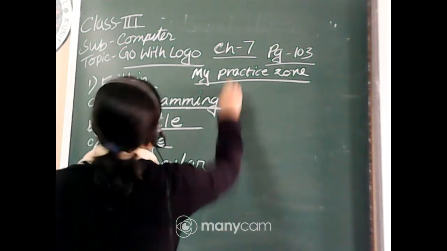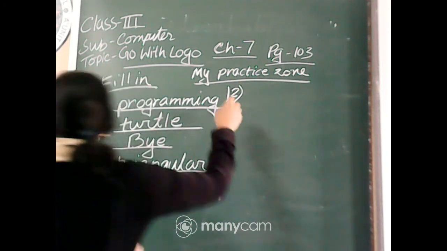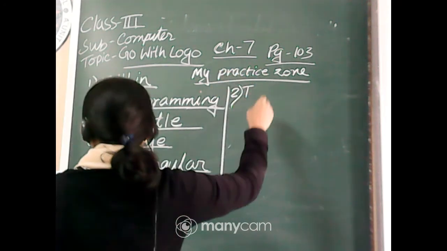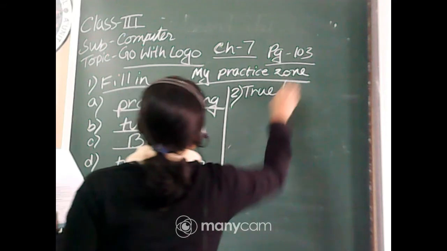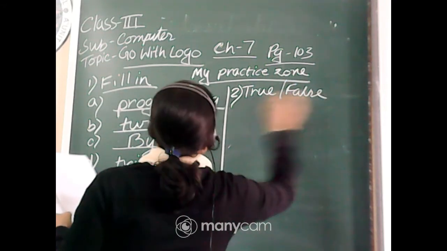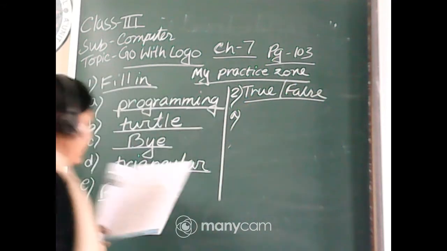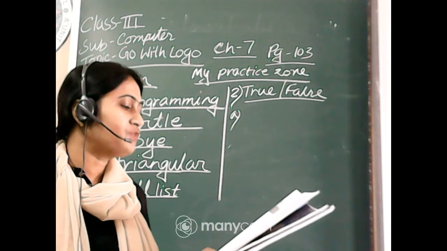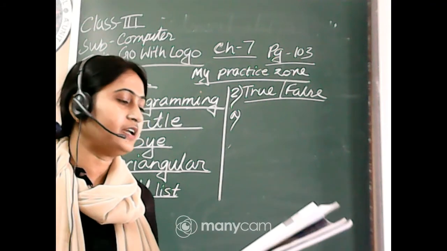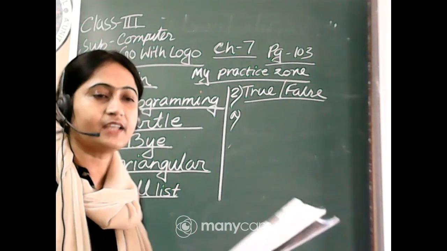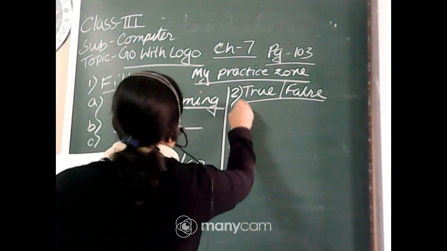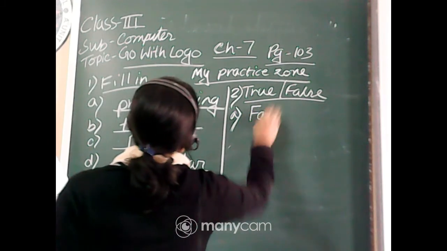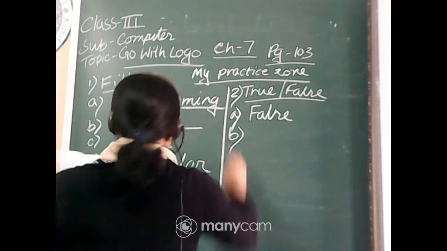Next, number 2, true or false. State whether the following statements are true or false. First, number A. The turtle moves here and there by itself. There is no need to give commands. It is false. It needs commands. According to the commands, turtles move on the screen. So A, false.